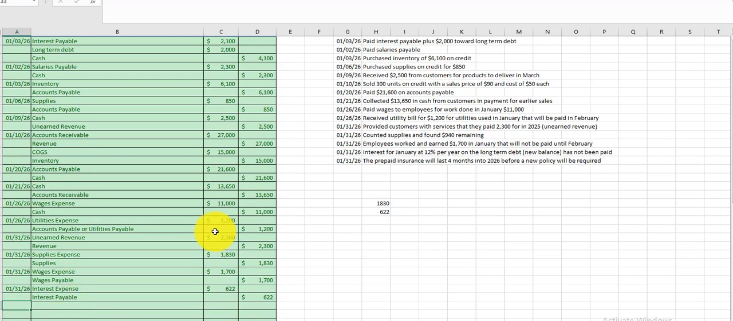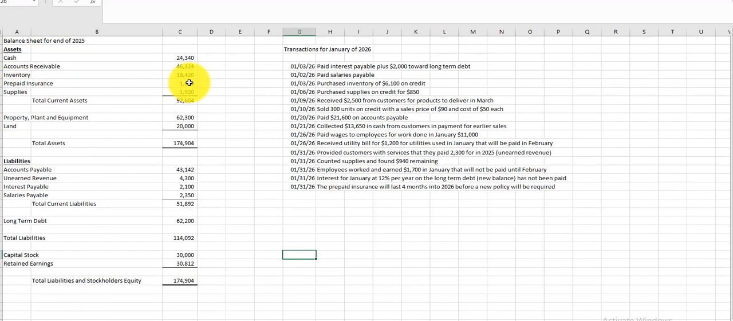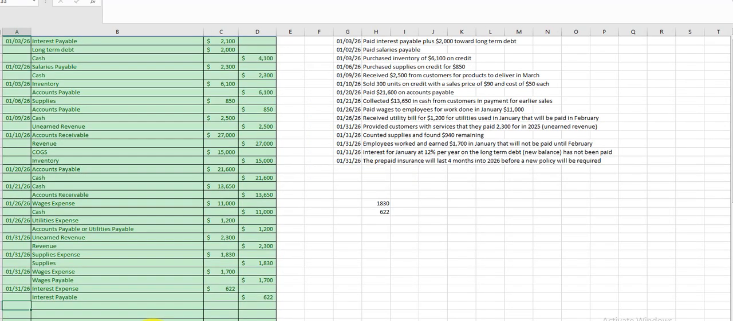All right, and the last one, the prepaid insurance will last 4 months into 2026 before a new policy will be required. Okay, so what that says is this prepaid insurance, 1,600 in the beginning, is going to last 4 months. 1,600 divided by 4 is 400. 1 month has gone by. It's January, so we've used another month of insurance. So we need to make an adjusting entry for 1 month of insurance. So that prepaid insurance becomes used up. A used up asset becomes an expense, becomes insurance expense, 400. Okay, and then we're going to credit prepaid insurance.